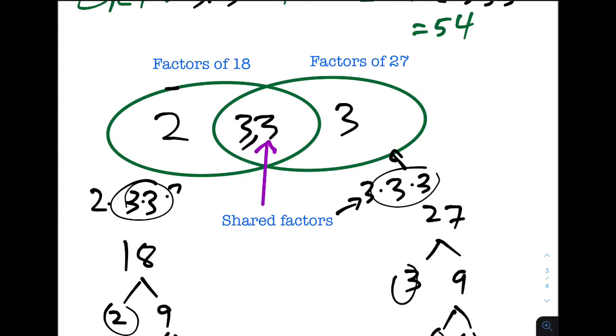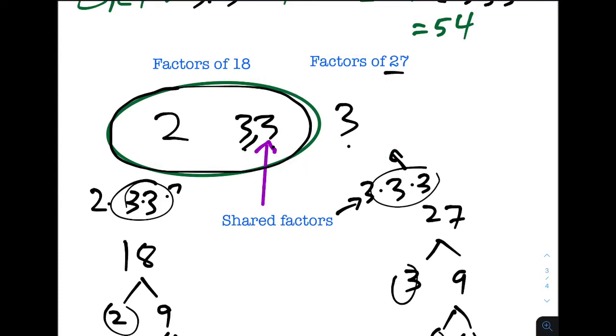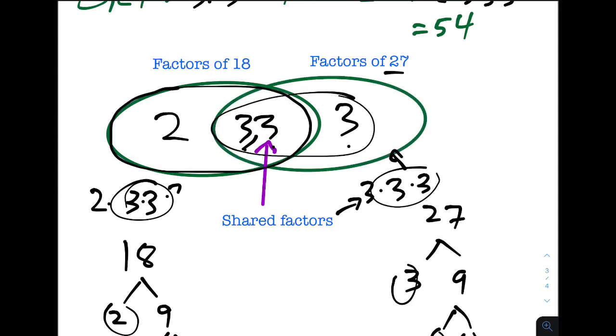So the factors of 18 are everything inside of this circle here. Well, it's not a circle. It's not even an ellipse, but whatever it is. So 2 times 3 times 3 is 18. For 27, 3 times 3 times 3, these 3 right here, are 27. I did not mean to get rid of that circle. Can I undo? I can undo.